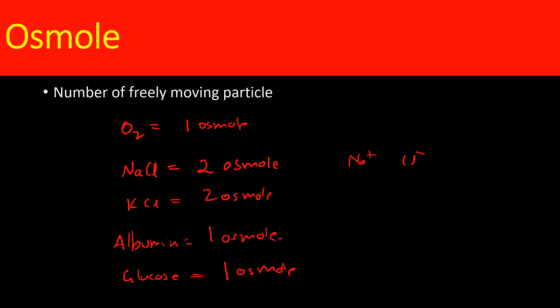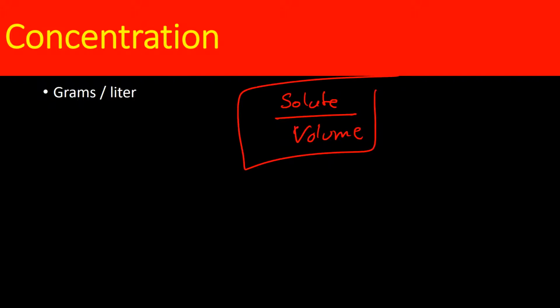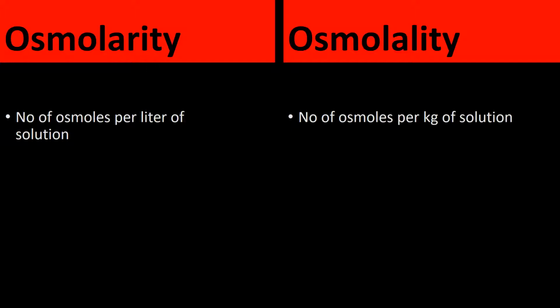Now, before going to the two important terms, let's know what is concentration. Concentration is the amount of solute divided by the volume of the solution. Solute divided by volume gives the concentration. The solute is measured in grams and divided by volume gives the concentration. Now going on to the two terms, osmolarity and osmolality.